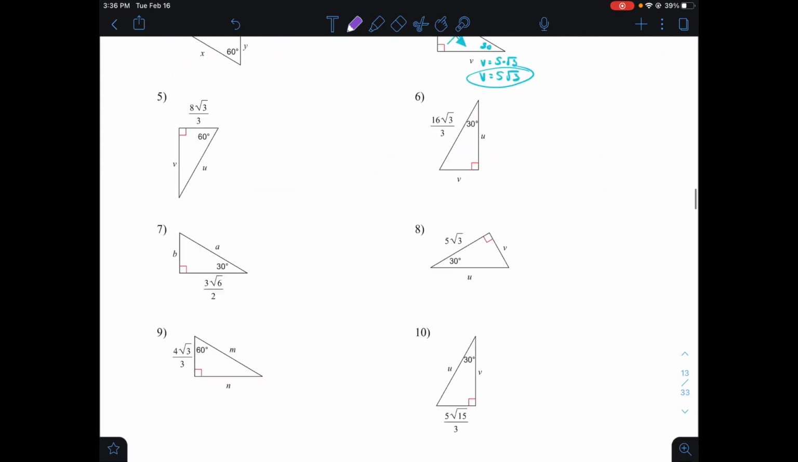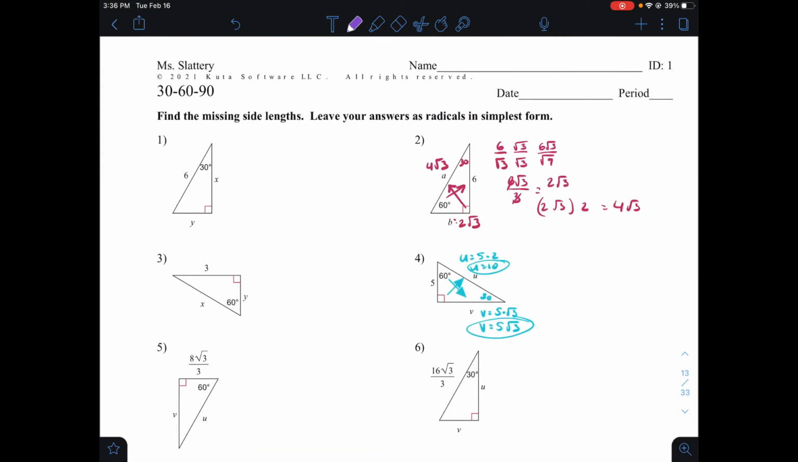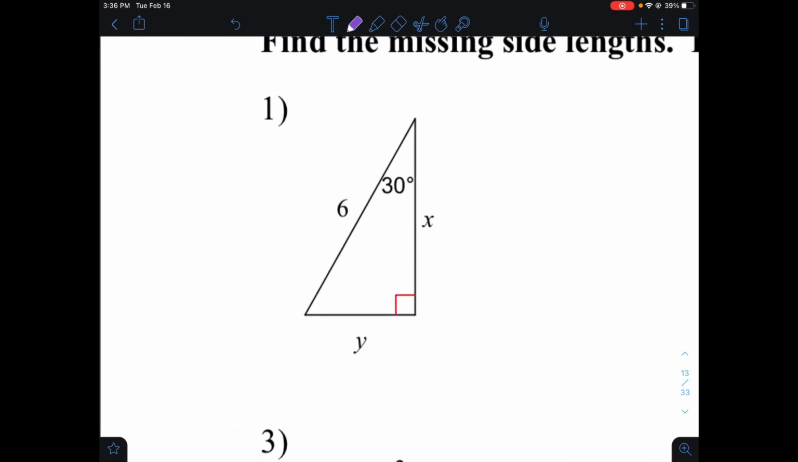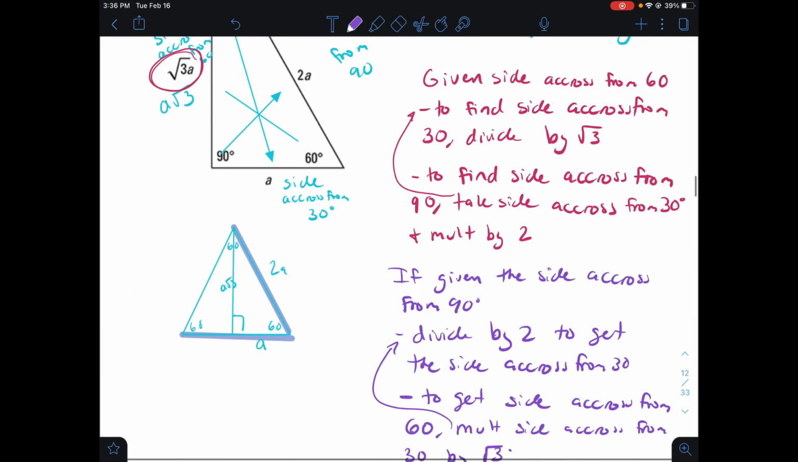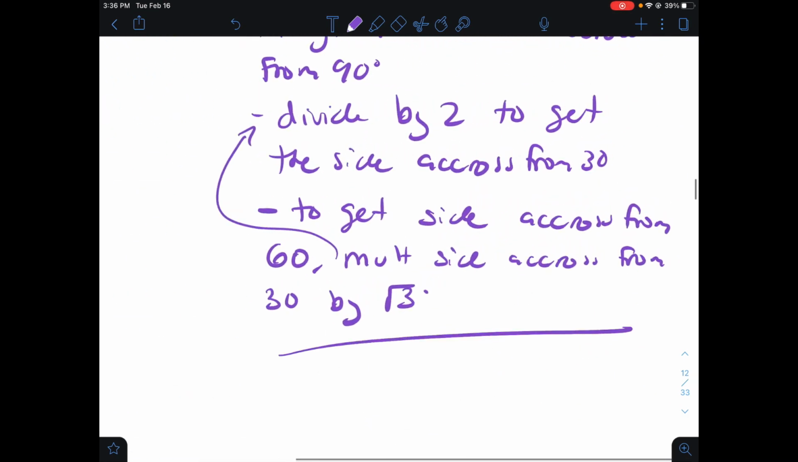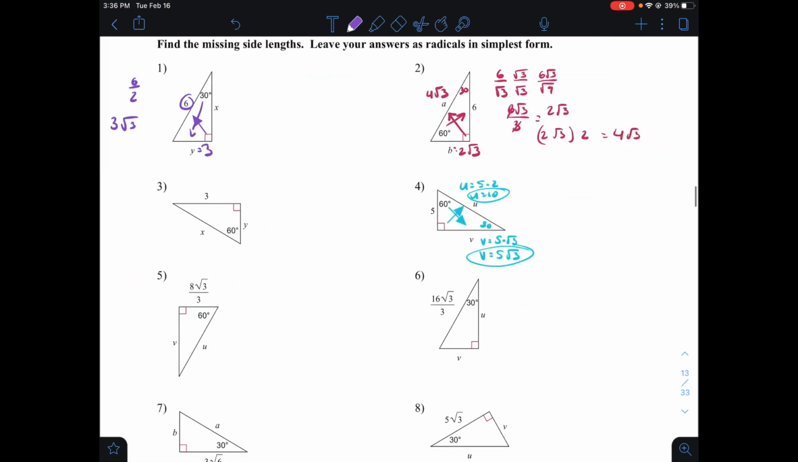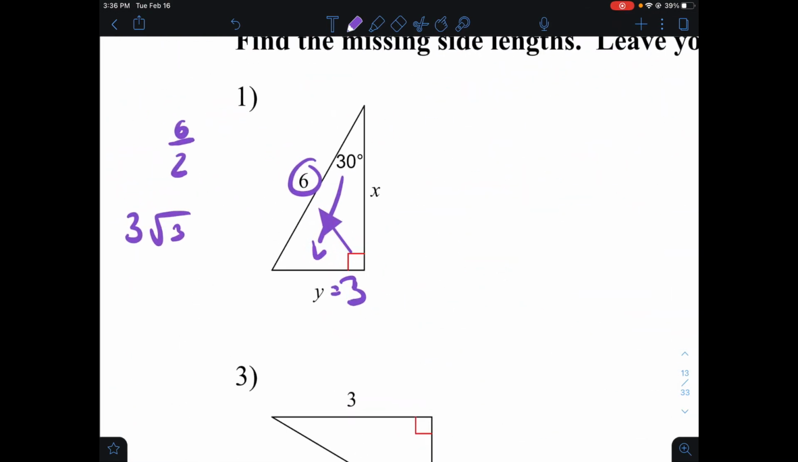So let's go ahead and try that. We're given the side across from 90. Let's try this guy here. The first thing we've got to do is take that number and divide by 2. And that's going to give us the side across from 30. So we know that y is going to be 3. And then we're going to take the side across from 30, which is 3, and multiply it by root 3 to get the side across from 60. So we're going to do 3 times root 3. That's our answer here.